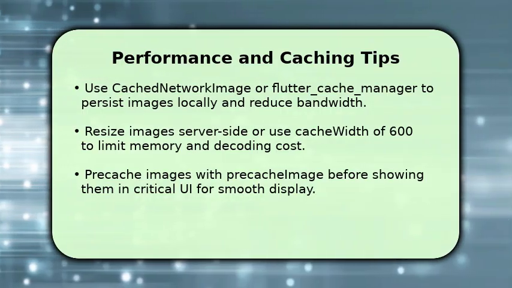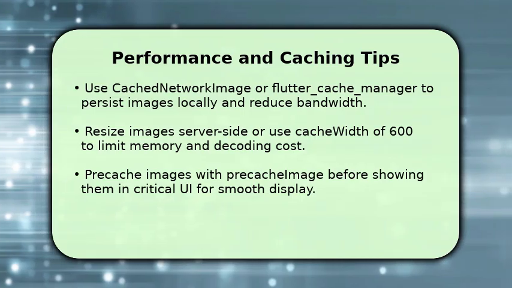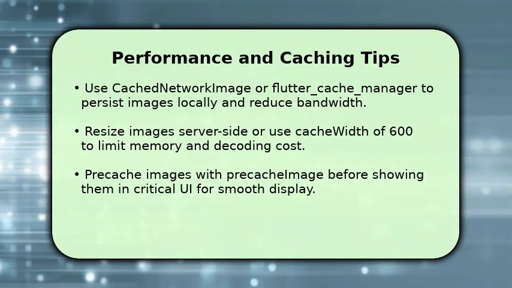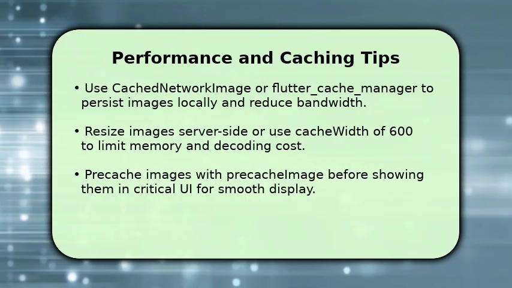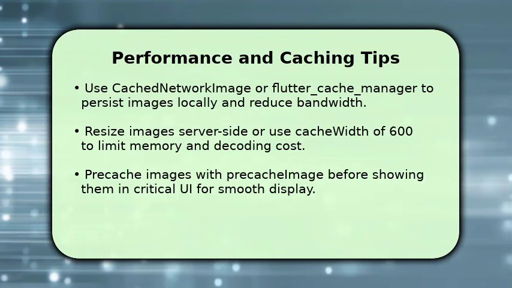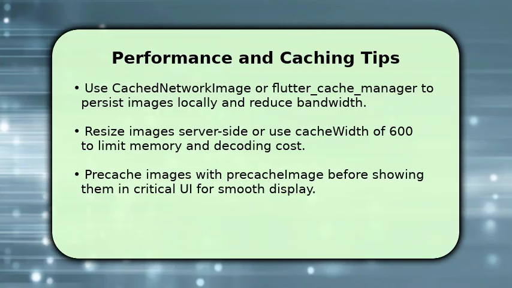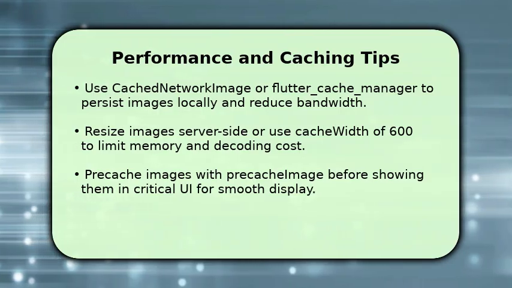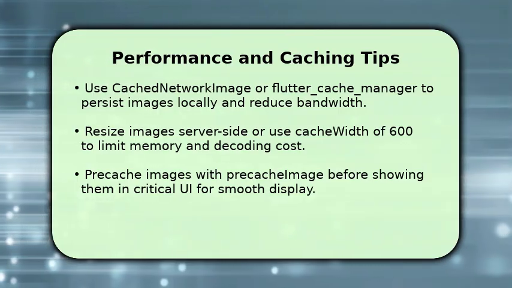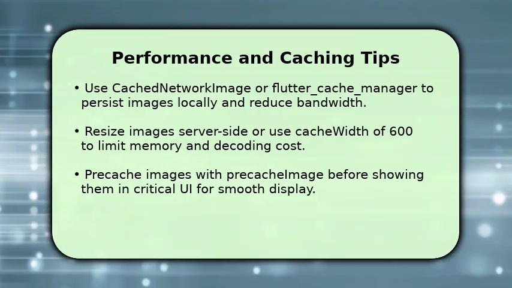Use cached_network_image or Flutter Cache Manager to persist images locally and reduce bandwidth. Resize images on the server or set cacheWidth of 600 to limit memory and decoding cost. Precache images with precacheImage before showing them in critical UI for smooth display.